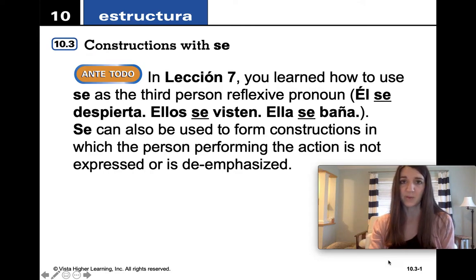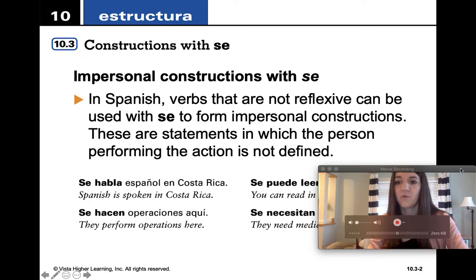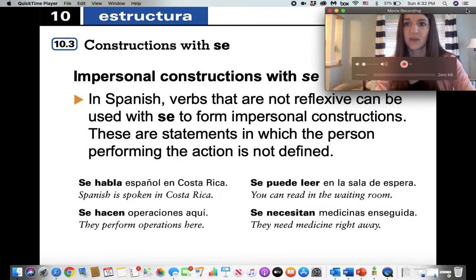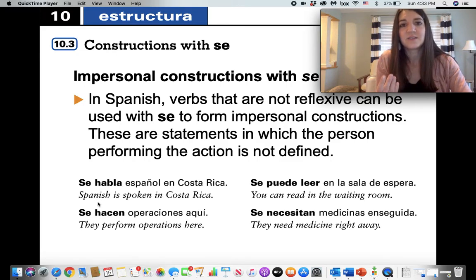So follow along this PowerPoint with me. I'll try to make it brief, and then I'll give you some practice in the next video. Okay. So we're not talking about reflexive verbs here. Se is going to be used in this context for impersonal situations. For example, if I say, se habla español. I'm sure you've seen this phrase all over. We translate that to mean Spanish is spoken. Not that I speak Spanish or you speak Spanish, but impersonal, in general, Spanish is spoken here.